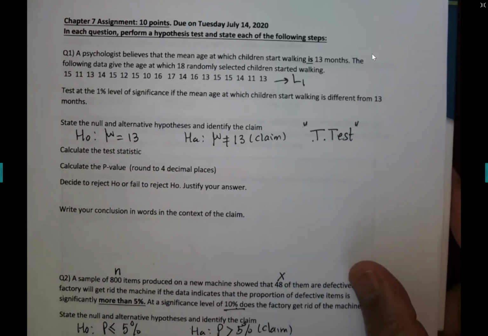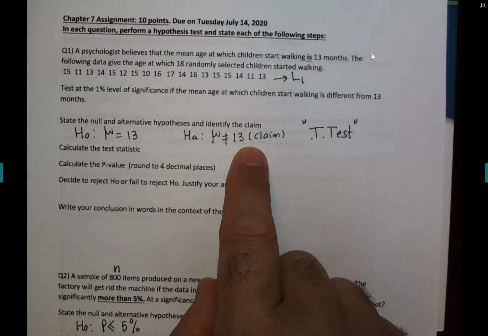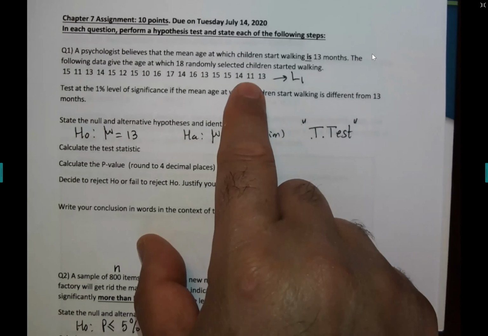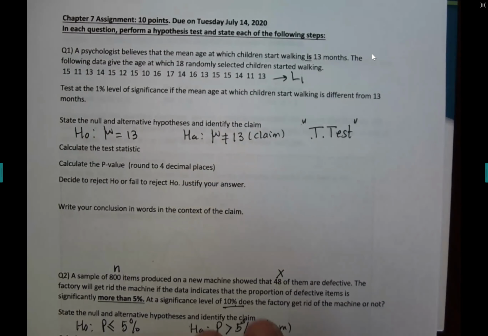You had 2 questions only to answer. The first one is a psychologist believes that the mean age at which children start walking is 13 months. The following data is given. Test at the 1% level of significance if the mean age is different from 13. You follow the question, guys. The question is asking you to test if it is different. So you put mu equals 13, mean is not equal to 13, and you run a t-test. You put this data in L1 and you run a t-test. I already worked out the solution. I will make it available to you.